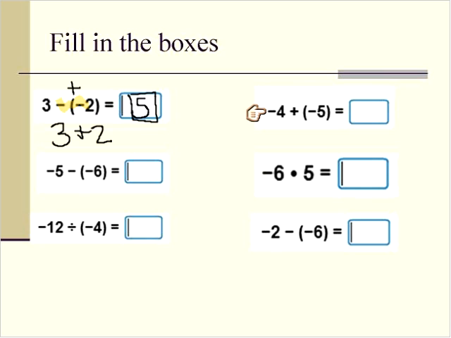Now the next one, I actually do have negative 4 plus negative 5. So because they are the same sign, meaning they are both negative, I add them together. So 4 plus 5 is 9. And I keep the sign. So I do want to keep that negative sign there. So my answer for the second problem here is negative 9.